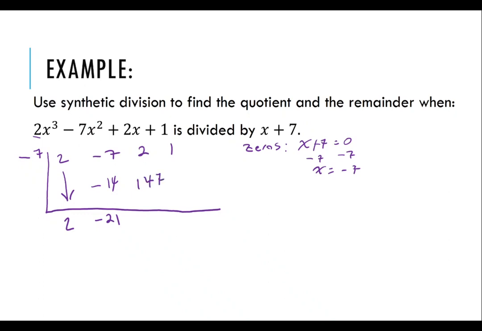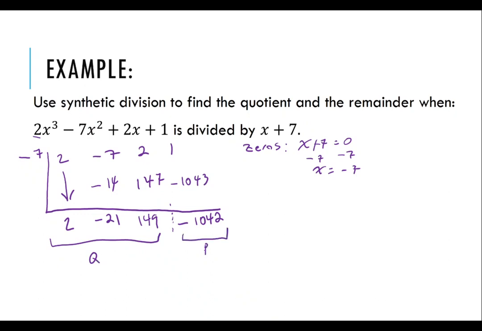And then add down. 2 plus 147 is 149. Then negative 7 times 149 is going to be negative 1043. Then add down. That's going to be negative 1042. Now, what happened? At this point, we have found all of the division. We have a quotient and a remainder.